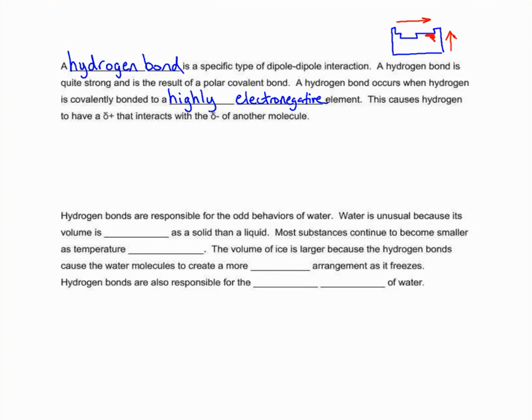So what happens, this highly electronegative element is pulling on the electrons, not sharing very well, and it's causing hydrogen to have a partial positive that interacts with the partial negative of the next molecule.